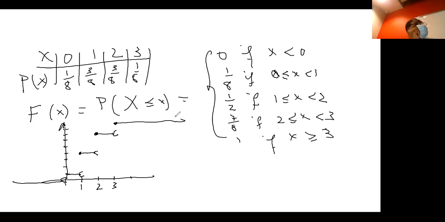We will say that this is a function which is not continuous. That's the characteristic of a cumulative function of a discrete distribution. It is not continuous at some point.